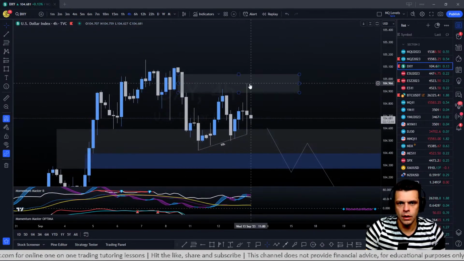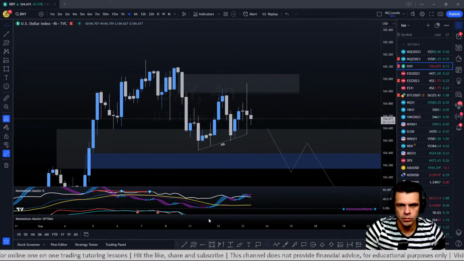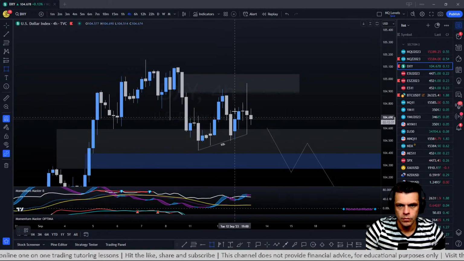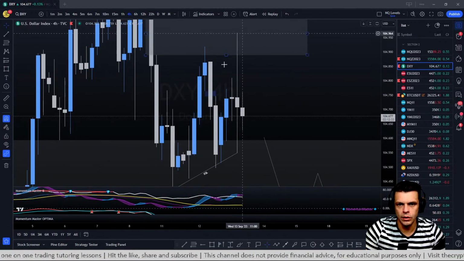So they came into that one towards the midpoint, and then there was another small one that the dollar could not close above. It just wicked through it.